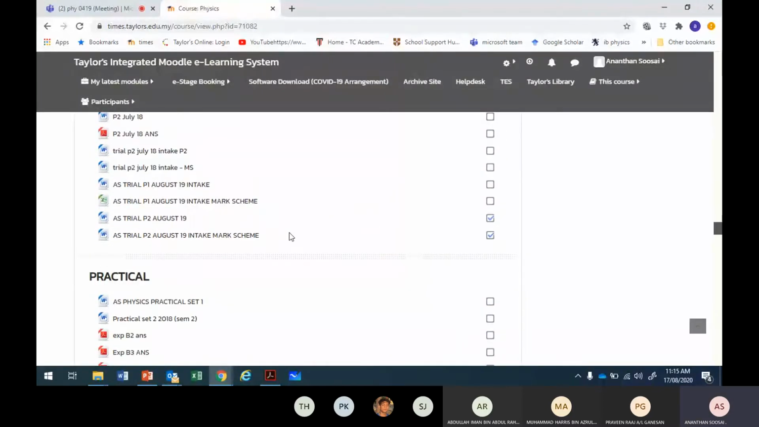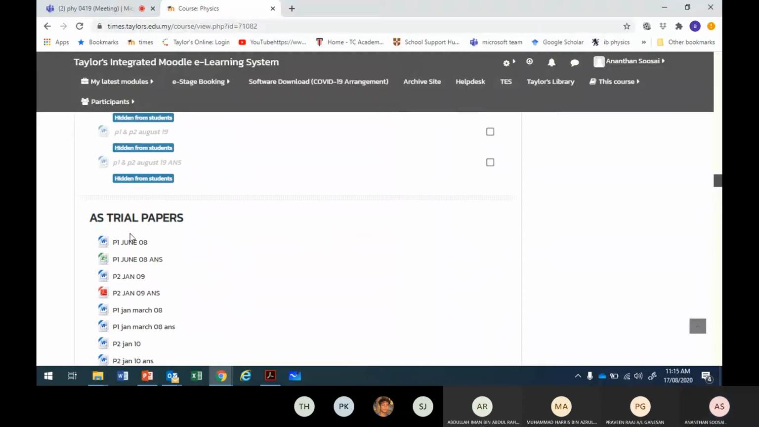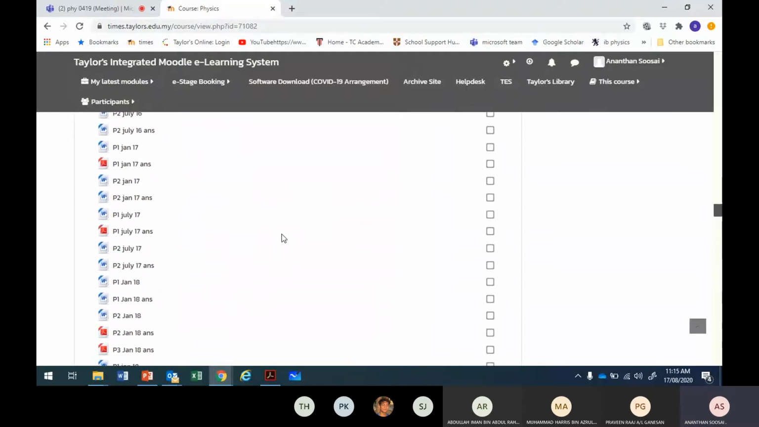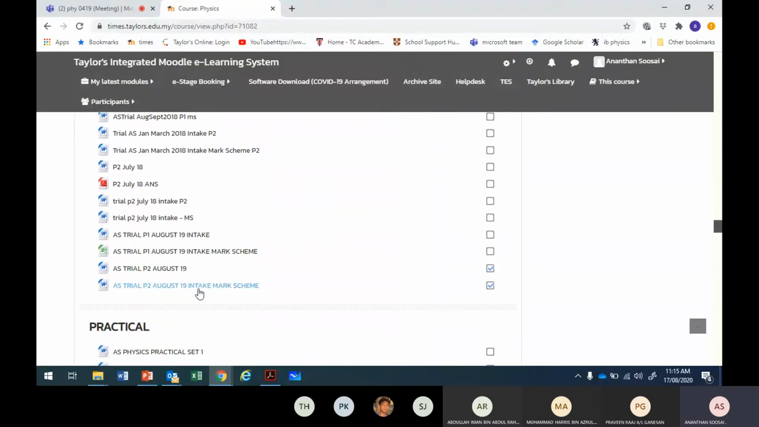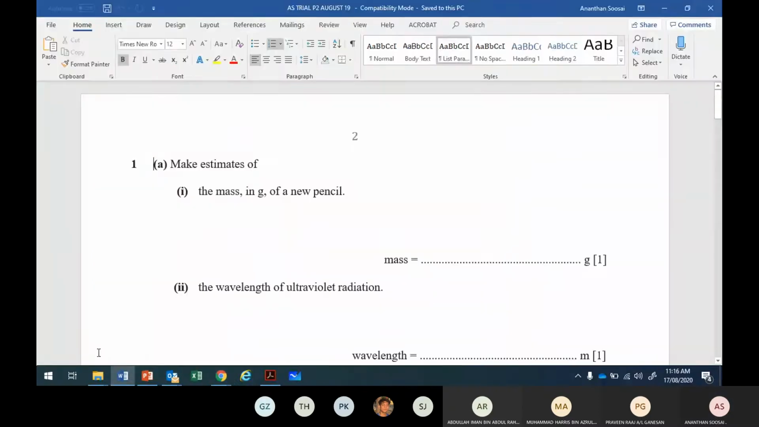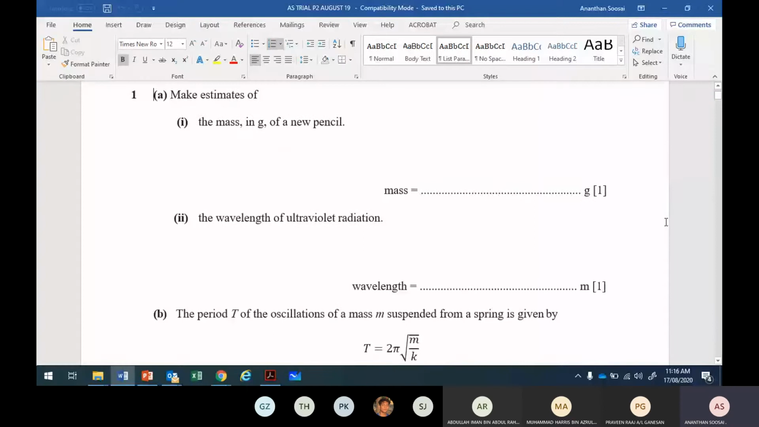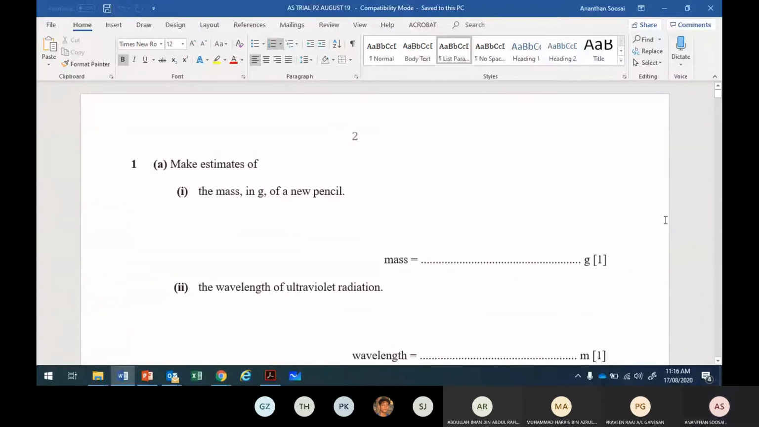Okay guys, so we're supposed to discuss, of course, the AS trial papers. I told you to do from the bottom, right? From the bottom, August 19. So August 19 paper 2 and August 19 paper 1. Paper 2, any questions before I open? Let me open this paper. Today we just troubleshoot whatever problem you have. So this paper, any problem you face? Anyone?